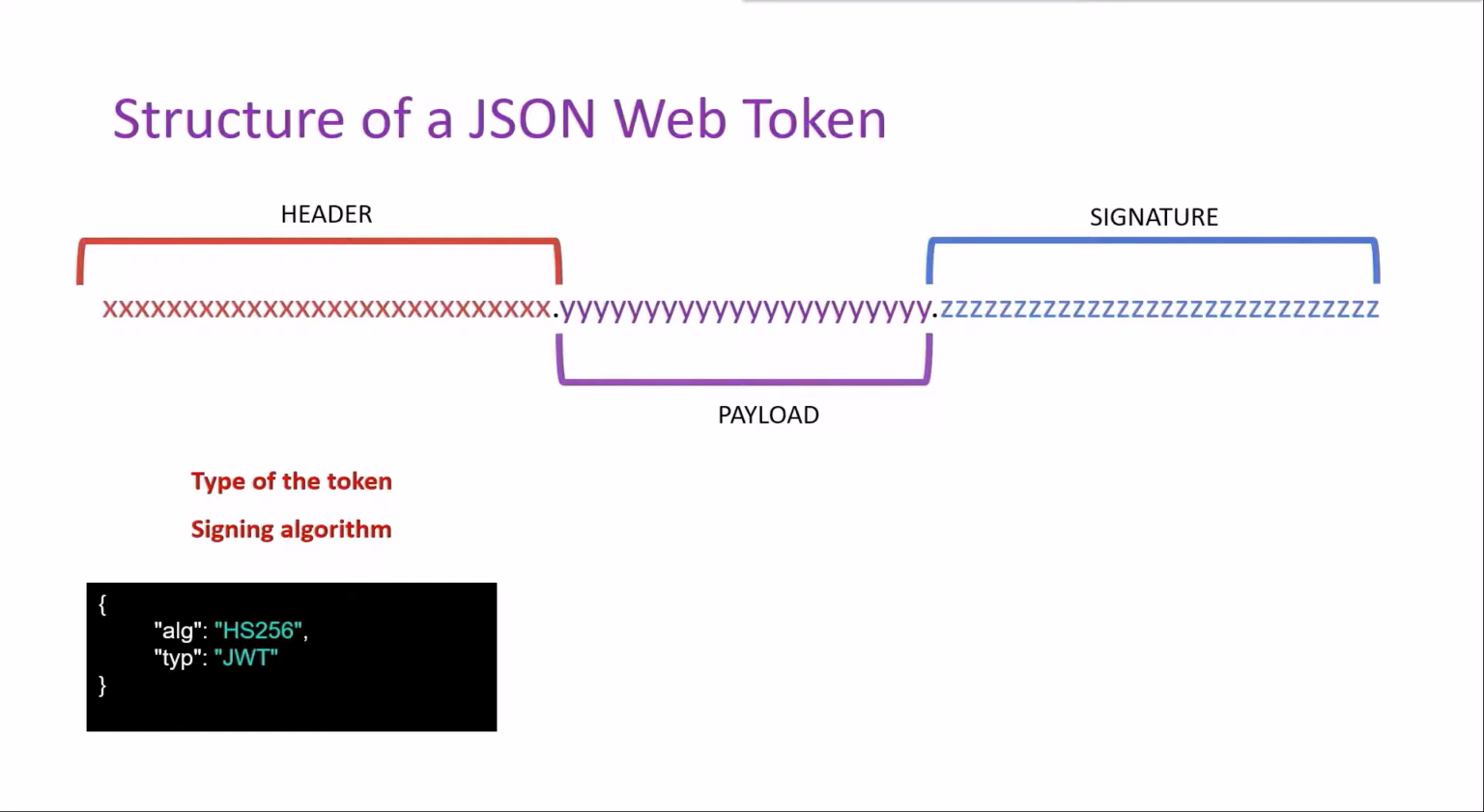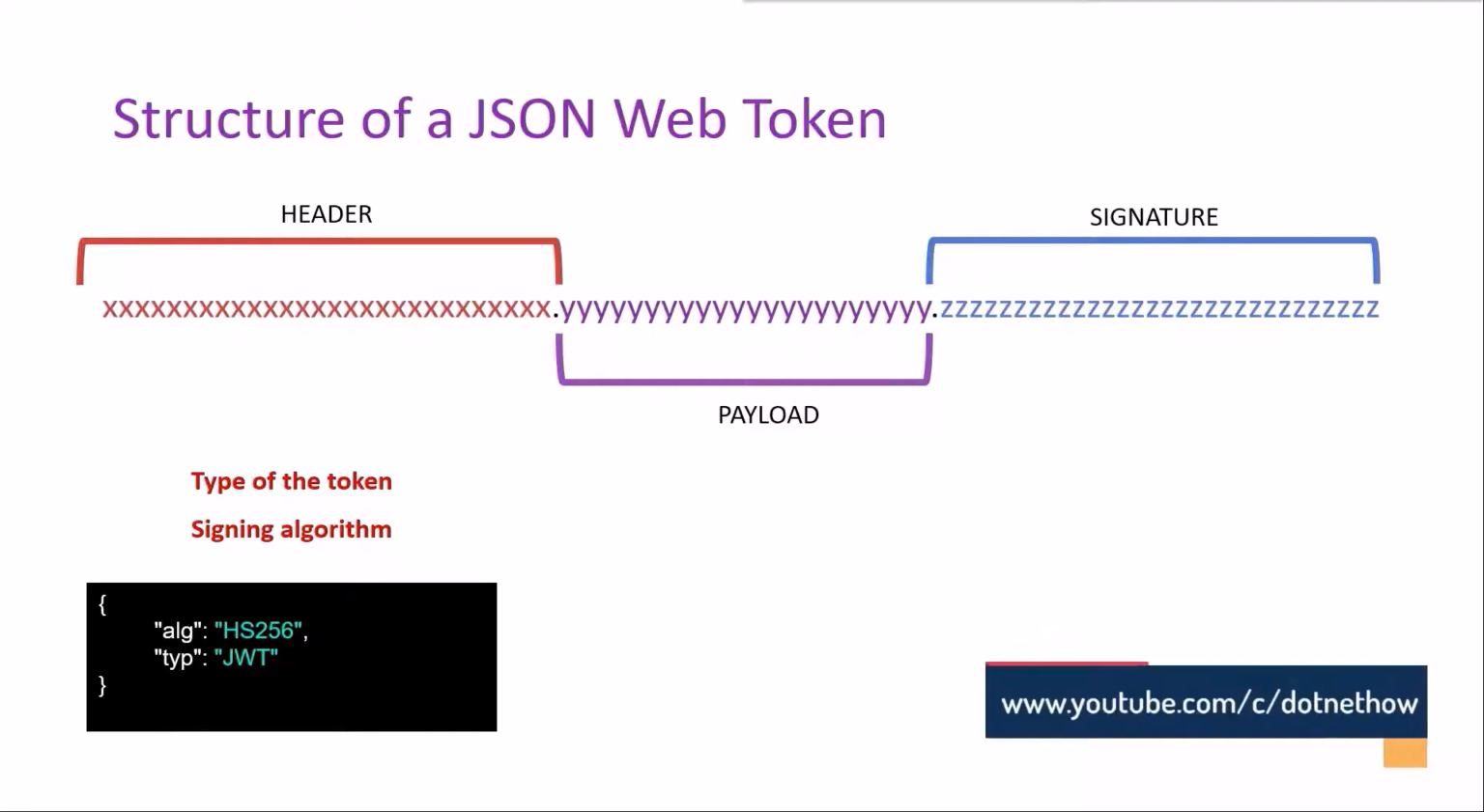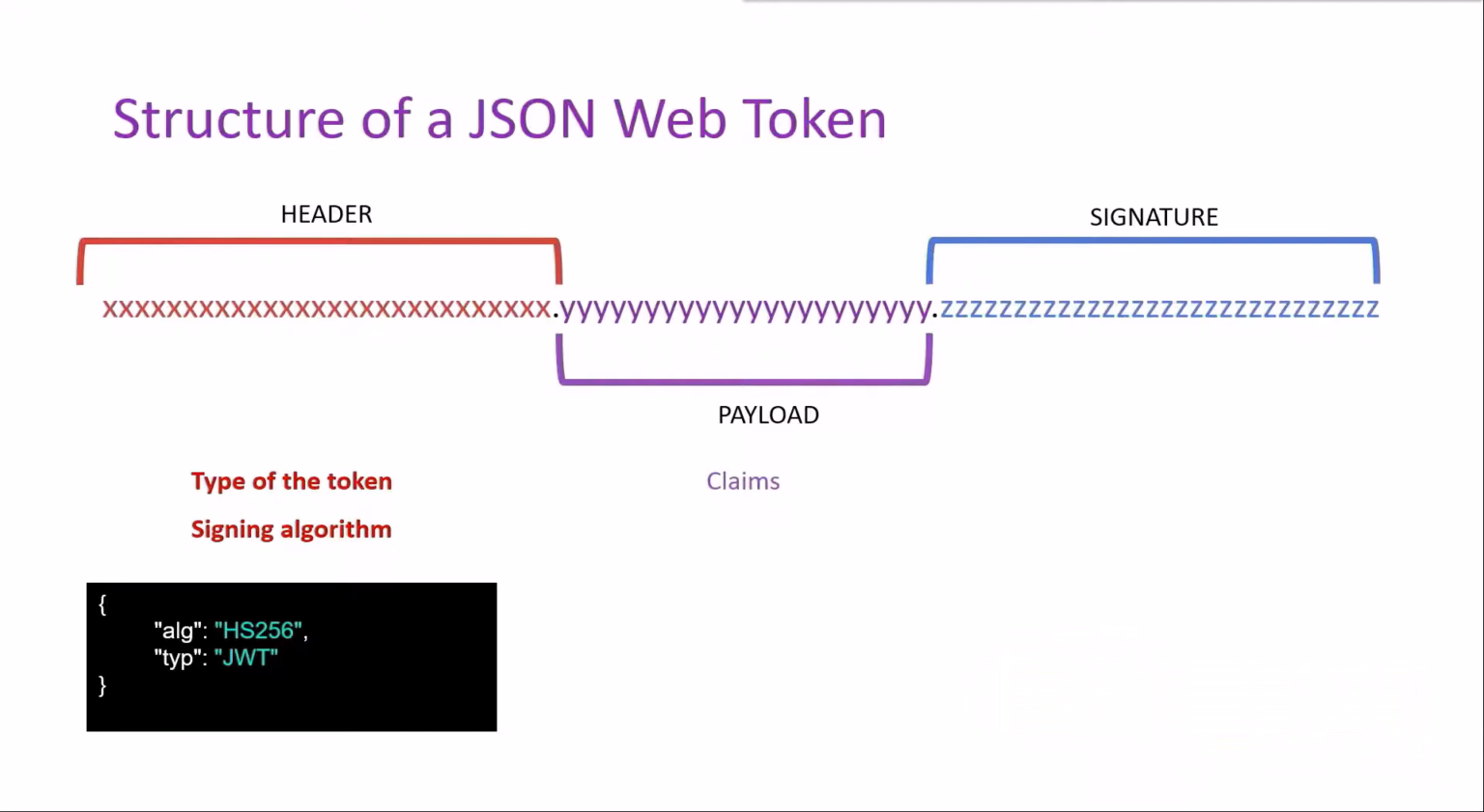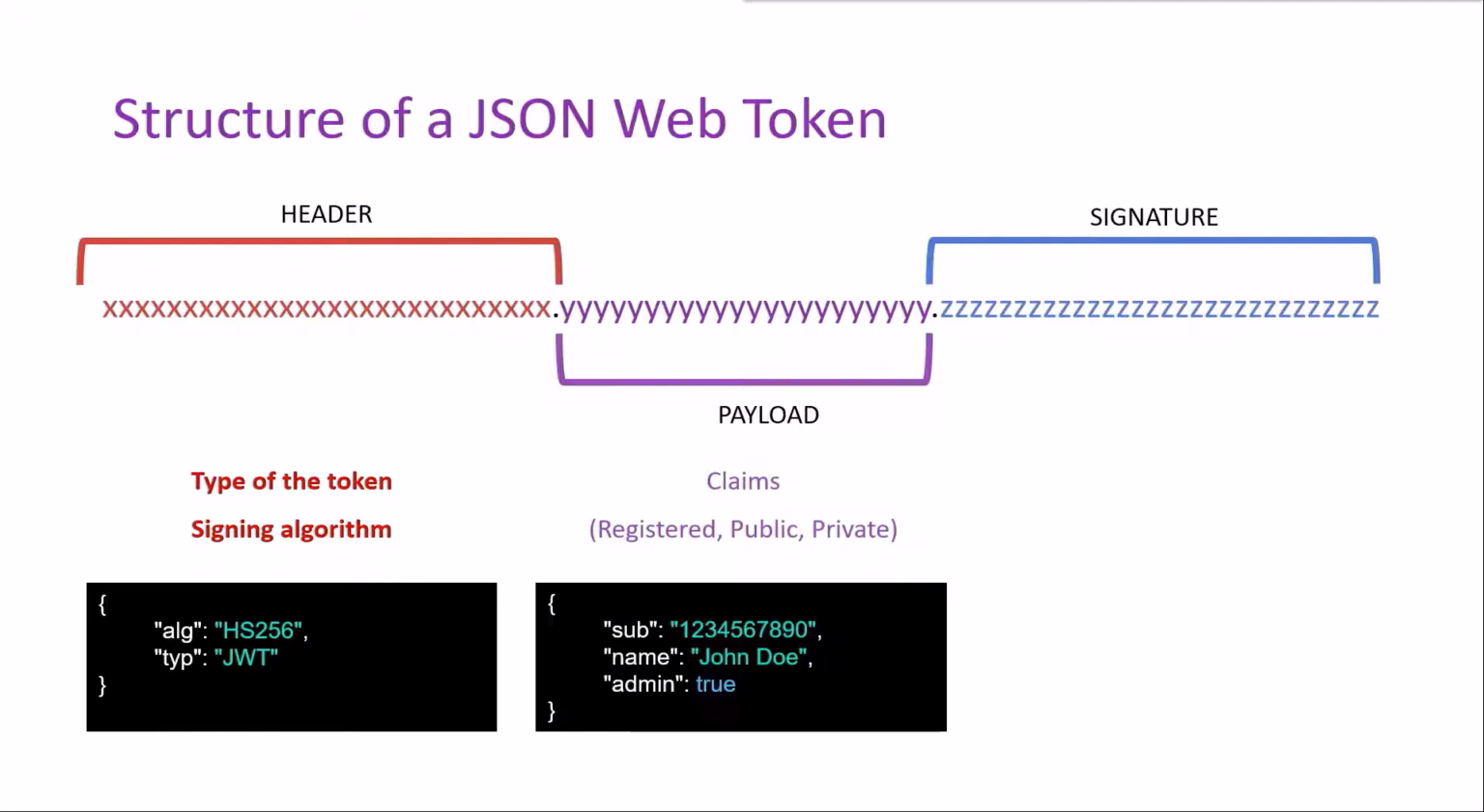The second part of the token is the payload, which contains the claims. And claims are just statements about an entity, which typically is a user, and additional data. There are three types of claims. You have the registered claims, the public claims, and the private claims. An example of the claims JSON object would be this one, and then this payload is base64 URL encoded to form the second part of the JWT.